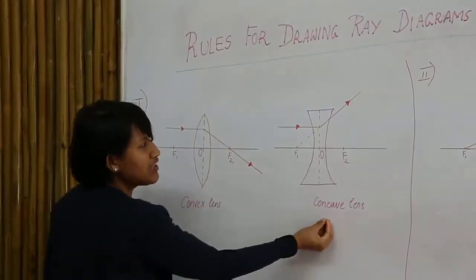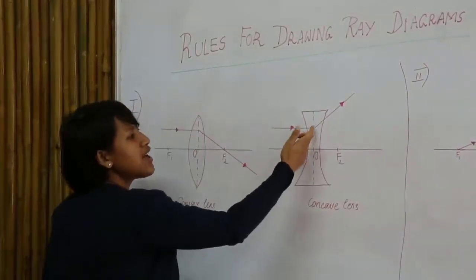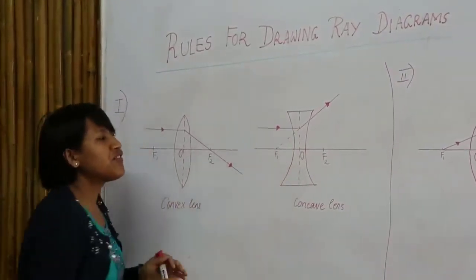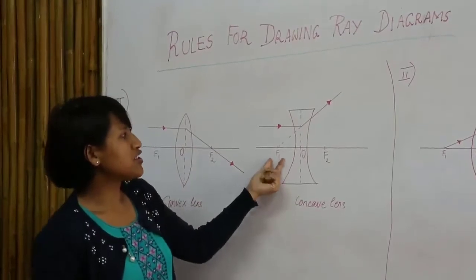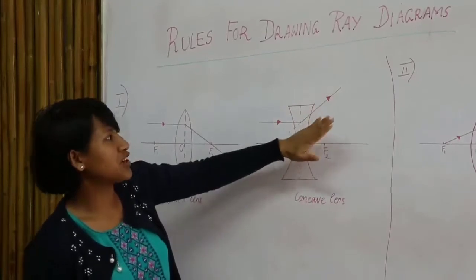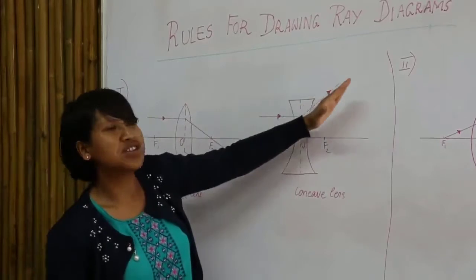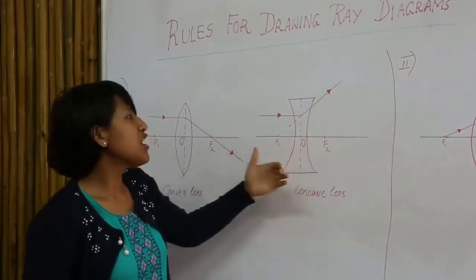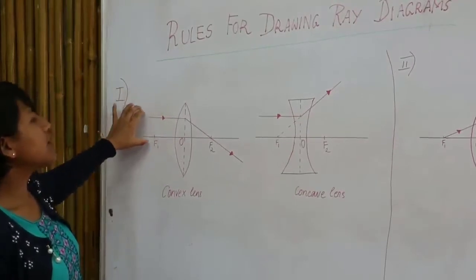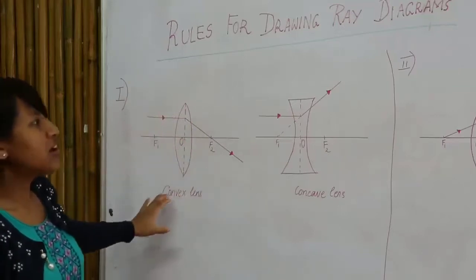However, for a concave lens, when a parallel beam of light passes through the lens, after refraction, the rays appear to come from the first principal focus, diverging from the first principal focus. So in this case it meets, but in this case it diverges from the first. This is the case for a parallel beam of light traveling and passing through the lens.